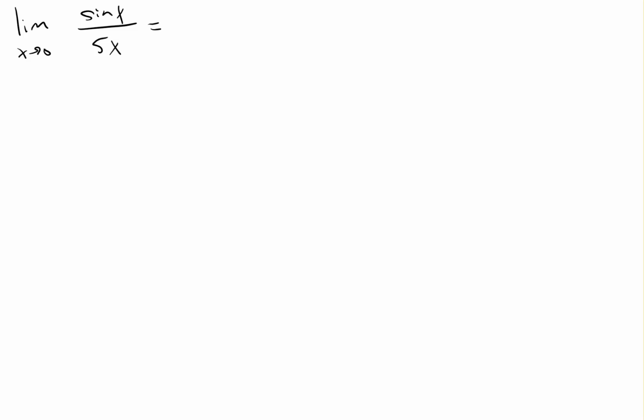I start by plugging in 0 for x, I would get the sine of 0 over 5 times 0, and the sine of 0 is 0. So as it's written, it's currently an indeterminate. So we've got to think about something that we can do here.